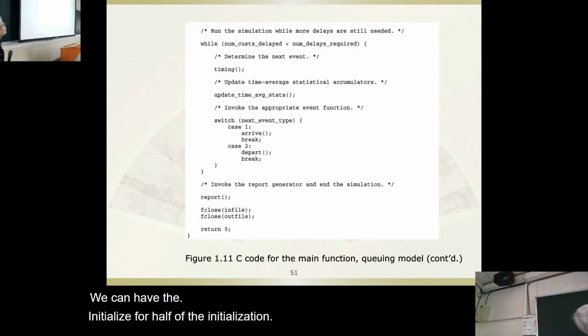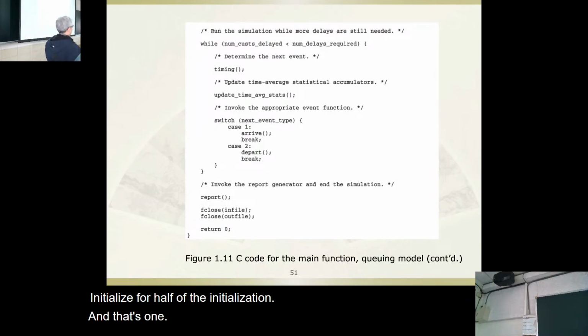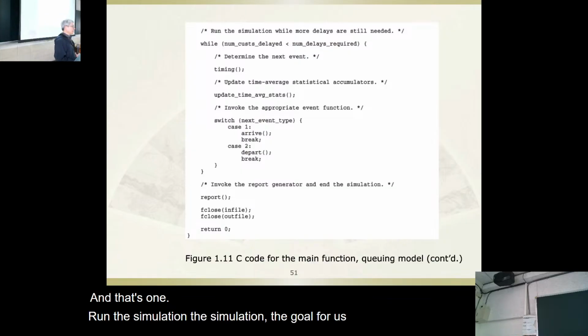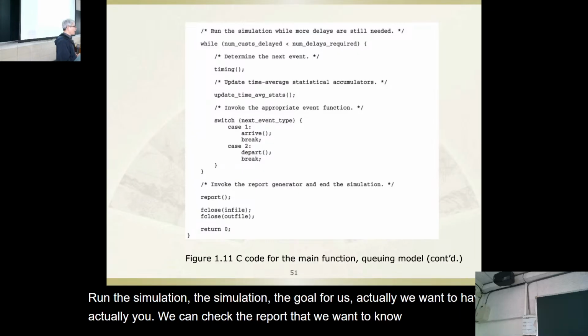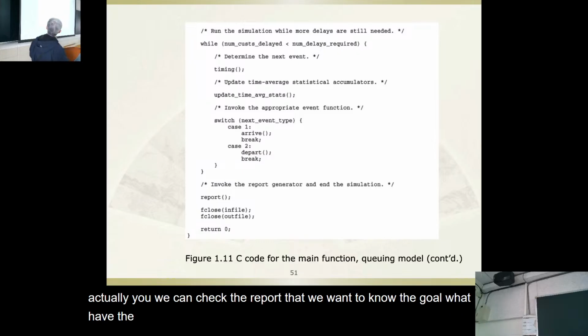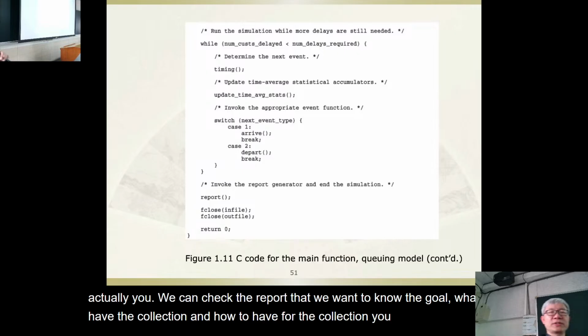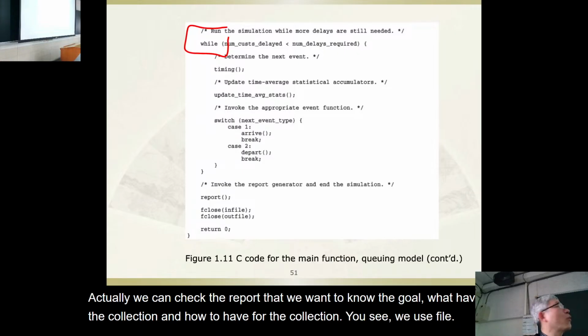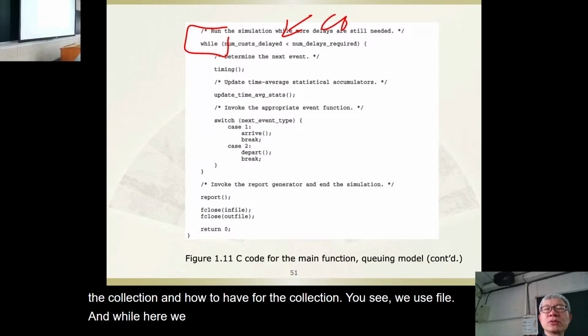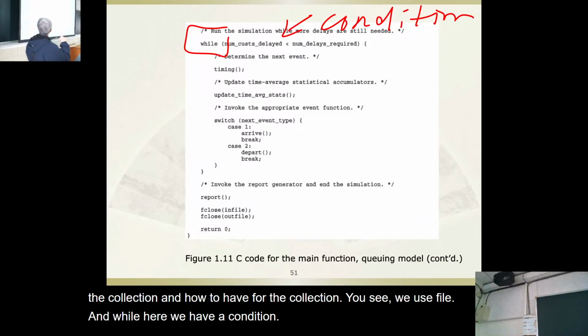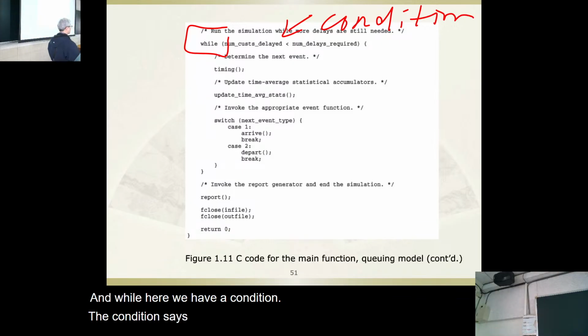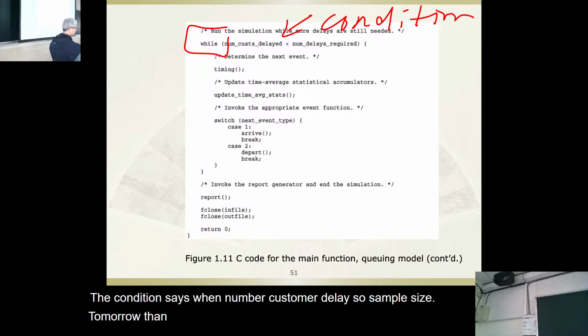And next one, run the simulation. The goal for us actually is that we want to check the report, so we want to know the goal. We will have the collection. And how to have the collection, you see, we use while. And while here we have a condition. The condition says, when the number of customers delayed, so sample size, is smaller than the threshold, then we will collect.